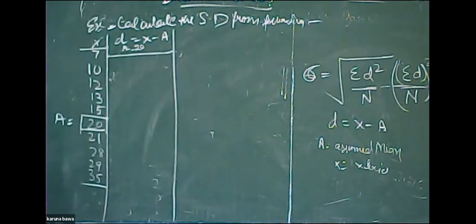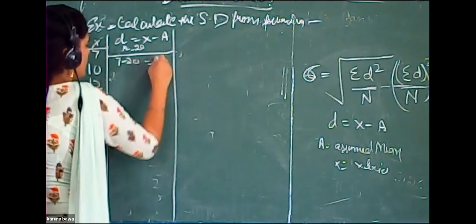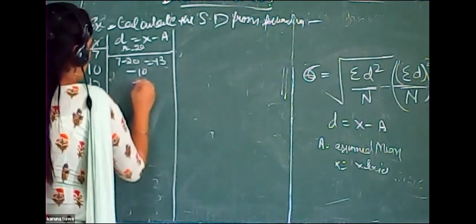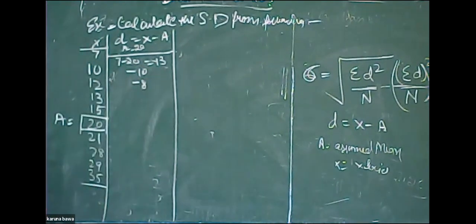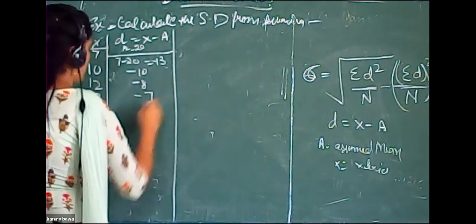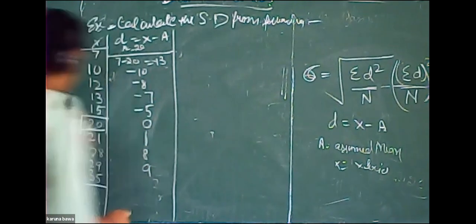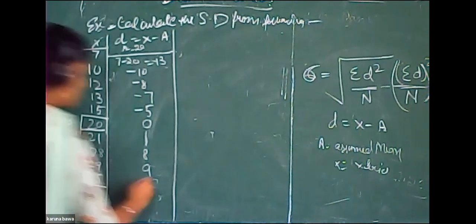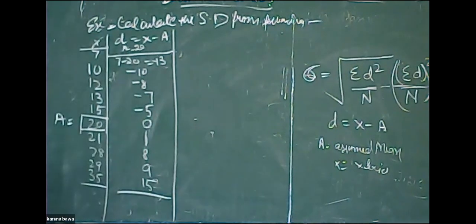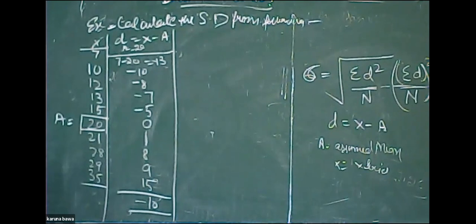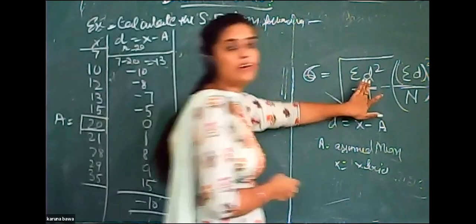So first of all, x minus 7 minus 20. On the other hand, 10 minus 20 is minus 10, minus 8, 13 minus 20 is minus 7, minus 5, 0, 1, 8, 9, and 35 minus 20 is 15, and the total of the values is minus 10. So on the other hand, we find out the square of deviation.